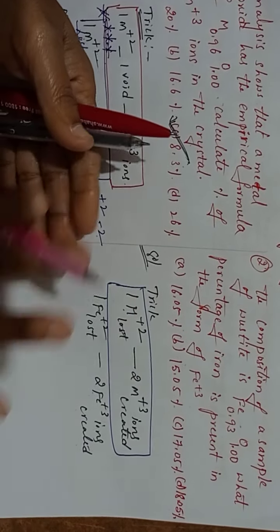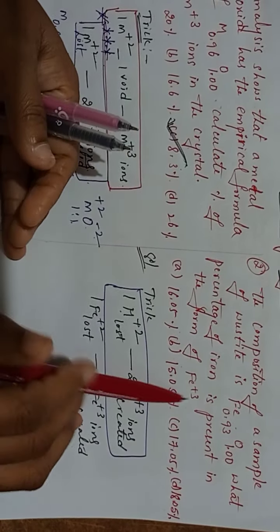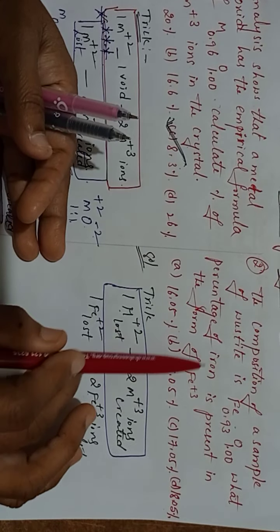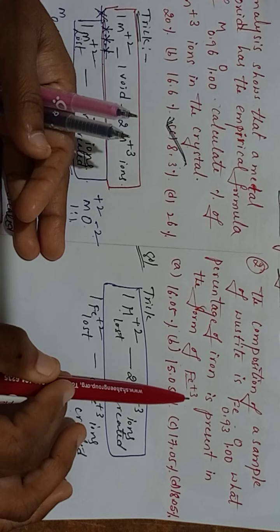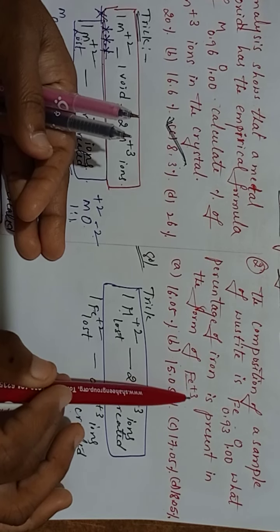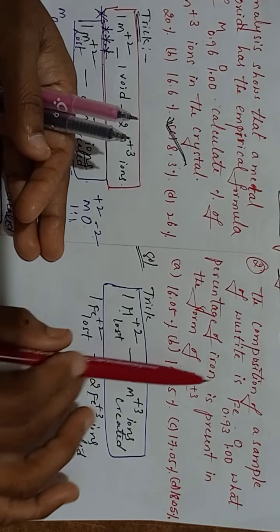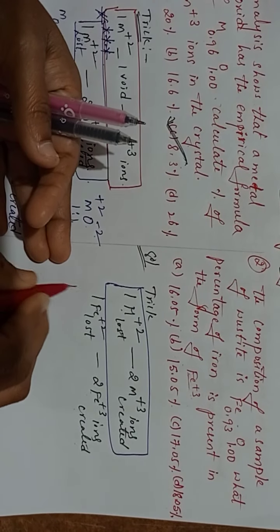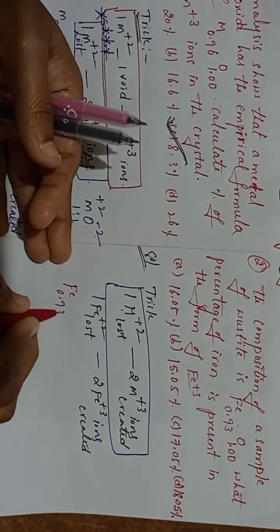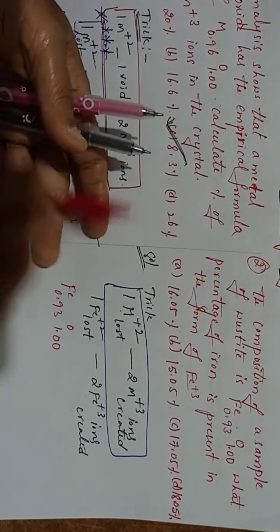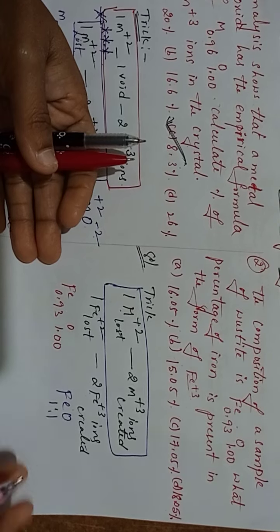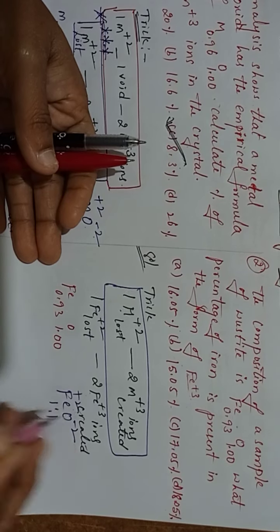Clear this one? So what is the question asked, students? Here you have to find the percentage of iron. You have to find it, and iron oxidation number is Fe+3. In the form of Fe+3 you have to find the percentage of iron. So actually what given, students? Here iron 0.93, oxygen 1.00 given. So actually iron oxide, it is in the ratio 1:1, oxygen -2, iron +2.